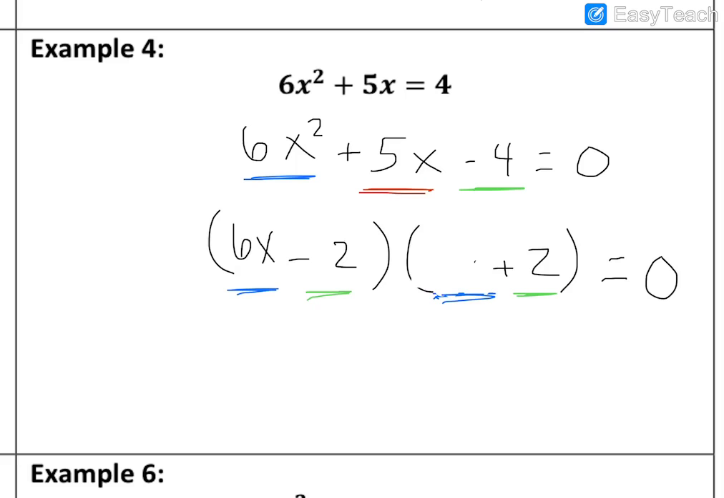So 6x and x. We'll try these ones. The outside then is 12x minus 2x. So that doesn't work either. That gives us 10x, not 5x. So maybe we try the 4 and the 1 this time.